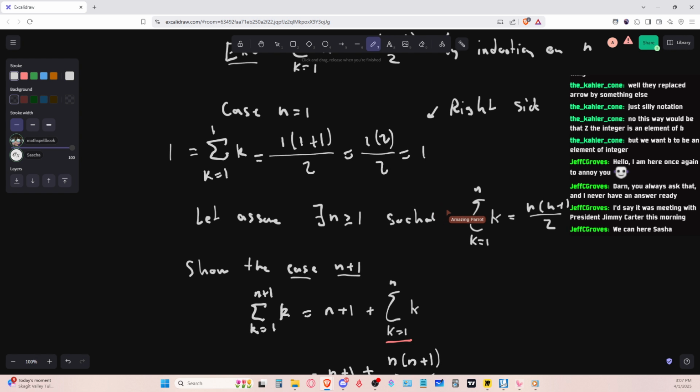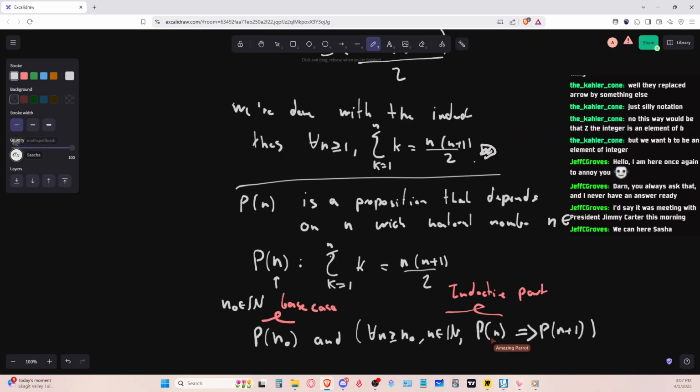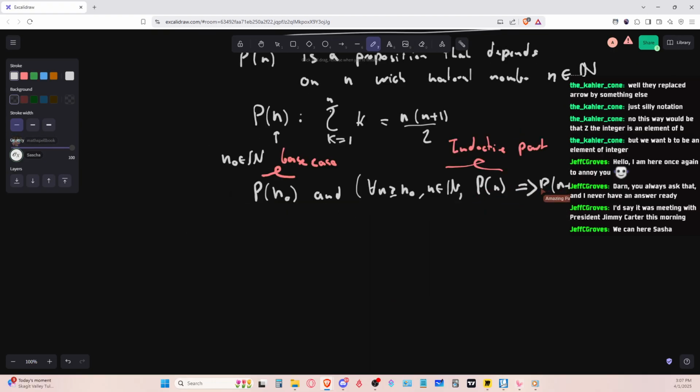So this part is really we're assuming that the theorem is true for some Pn. And then if we want to show that we have the implication that we wrote on the additive part, we have to show that the case Pn plus 1 also holds.